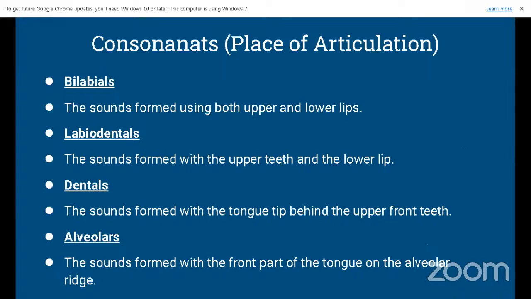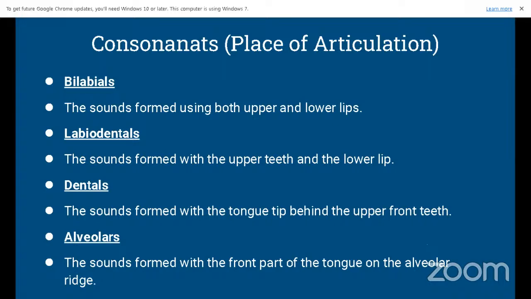Right. Now here, on the basis of their place of articulation in the mouth, consonant sounds can be classified as bilabial. Bilabial sounds are performed using both the upper and lower lips. Again, I'll give you examples: p, b, m.